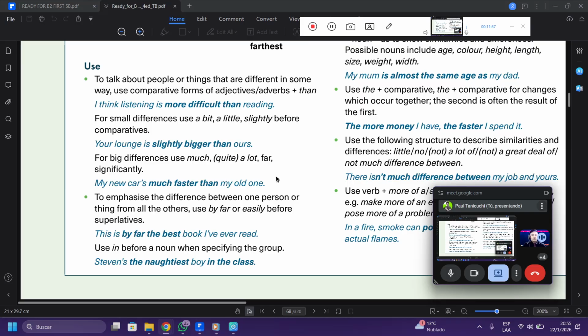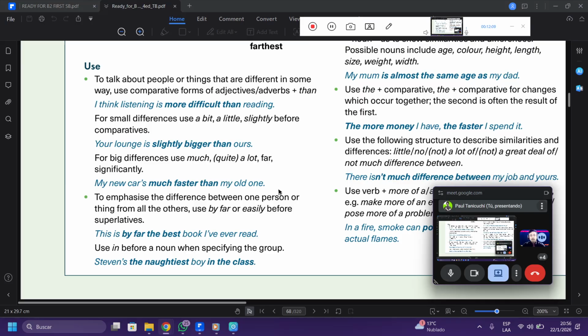We don't have to use old when it comes to talking about previous things. We have to use previous. Don't forget, now, to emphasize the difference between one person or thing from all the others, we use by far, which means in Spanish por lejos, or easily before superlatives. Okay, this is by far the best book I have ever read. Alright? Please, one more time, one example.